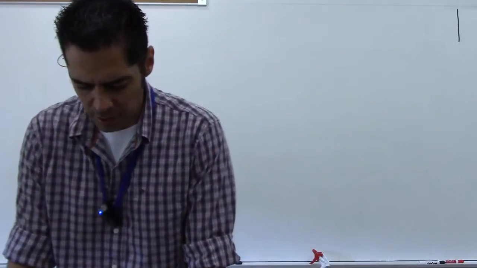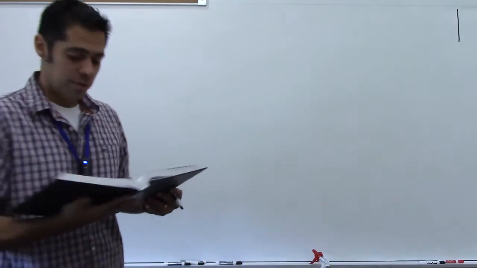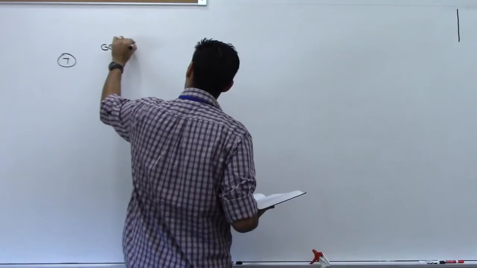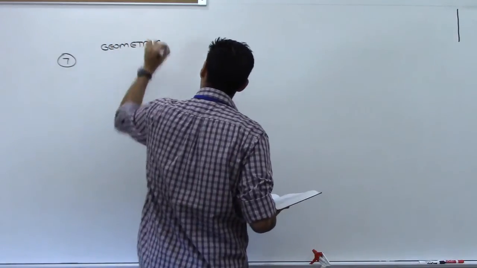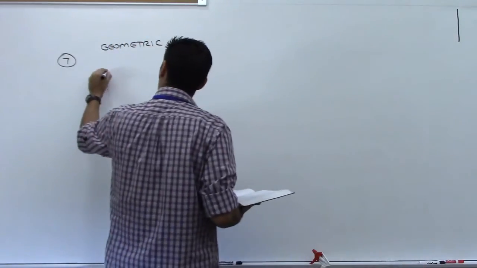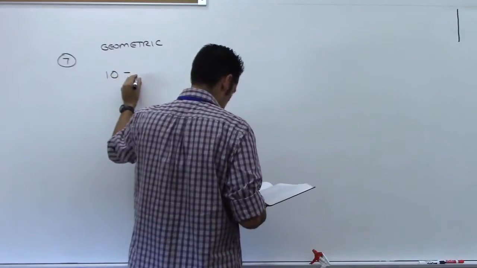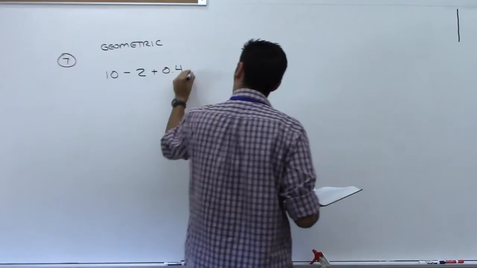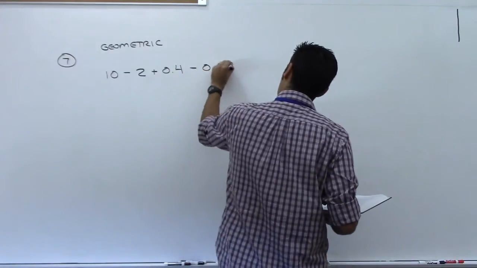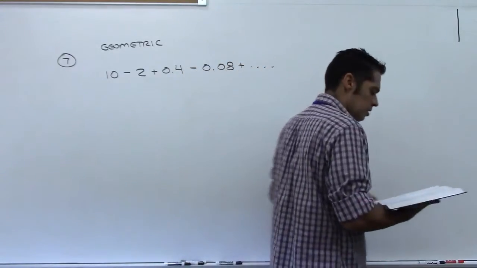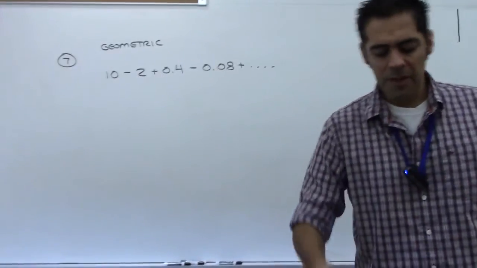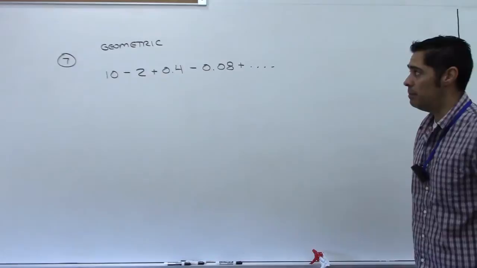The instructions here: determine whether the geometric series, so they're telling us that this is geometric. That's nice. On a test, I normally won't tell you that. 10 minus 2 plus 0.4 minus 0.08 plus ... Determine whether or not that's convergent or divergent. If it's convergent, find its sum.